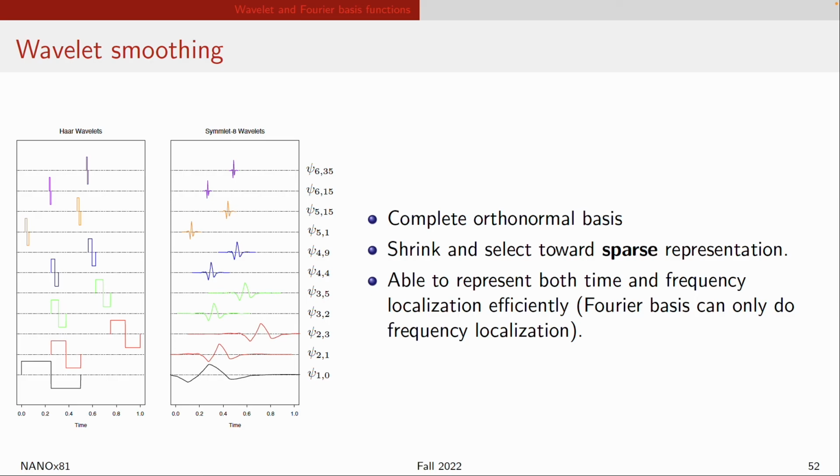You do need to truncate. You also need to shrink and select towards some sparse representation. You can't actually use an infinite basis, so you do need to select your basis up to a certain value, either in terms of time or frequency or energies. The nice thing about wavelets is that, unlike other types of basis functions, they can represent both time and frequency localization very efficiently. This is a very desirable feature for certain types of data.